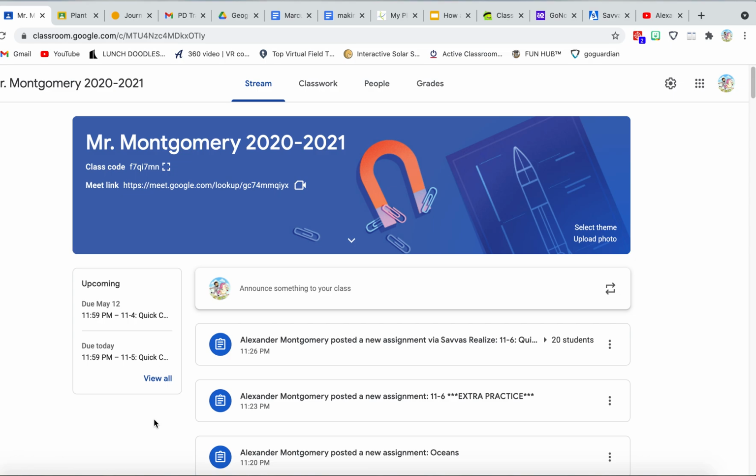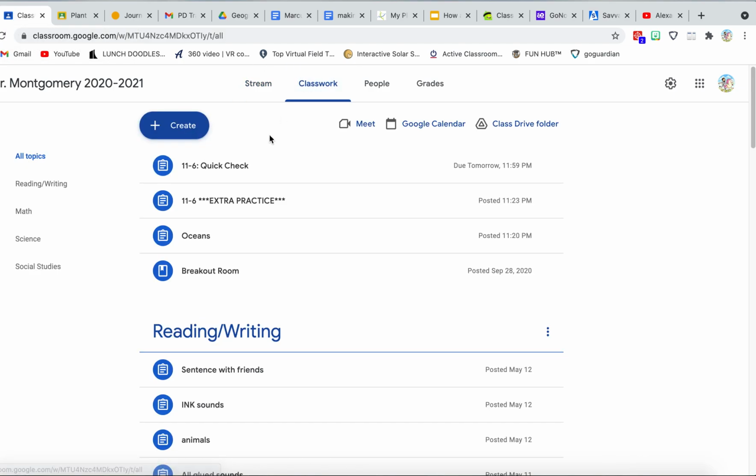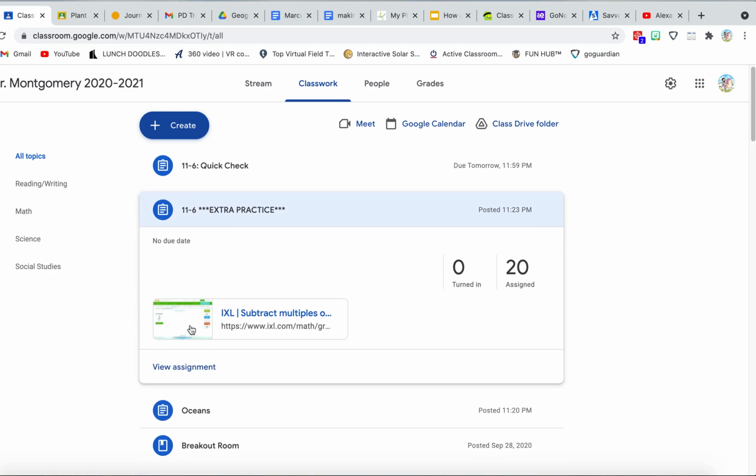If you are in my class, let's go to our independent work. We are on our man in the blue box. Go to classwork. And our first activity is 11-6, quick check. That's our first one. And then after you're done that, do 11-6, extra practice. This is our IXL assignment. Okay? And I want you to try to get 100%. Get 100% on that, okay? I don't want you to give up. I want you to keep trying. Get very comfortable with subtracting tens.